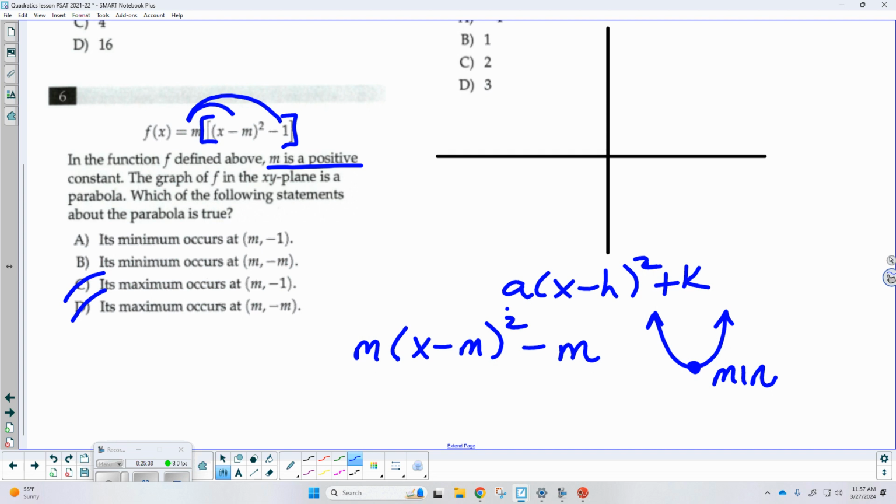Now remember, compare it to our vertex form. This is our h, this is our k. Now for the h, we always take the opposite. So that means instead of minus m, we're going to have a positive m. And for the k, we leave it as is. So it'd be minus m. So which one am I looking at, A or B? It is B. Did anybody do that a different way?